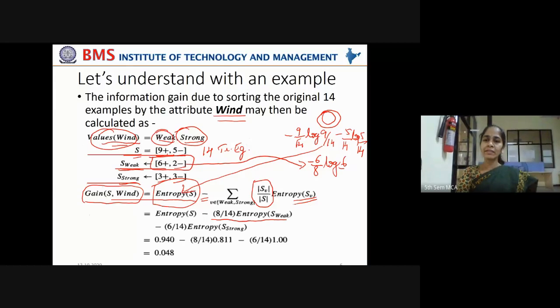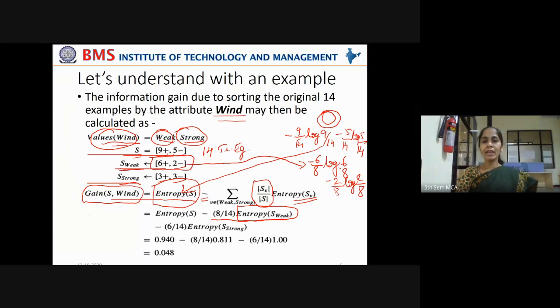How did you get this? Proportion of positive examples in the total examples. What is the proportion of positive examples? 6 by total examples 6 plus 2, 8. So it is minus 6 by 8 log 6 by 8 minus, what is the proportion of negative examples? 2. So it is minus 2 by 8 log 2 by 8. That will give you the entropy where the wind value is weak.